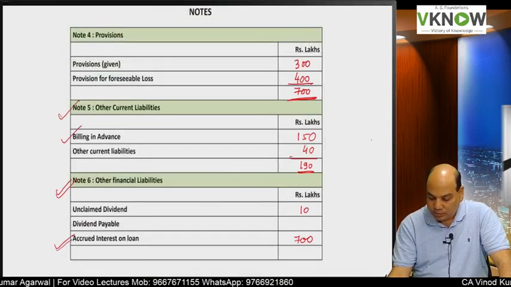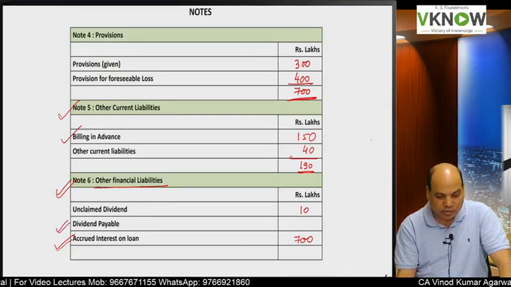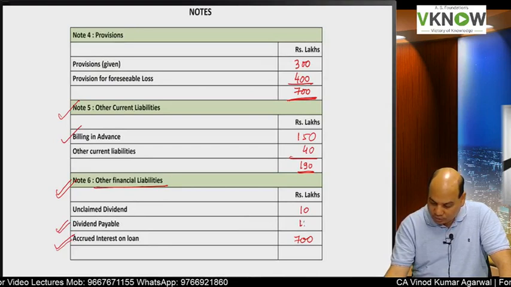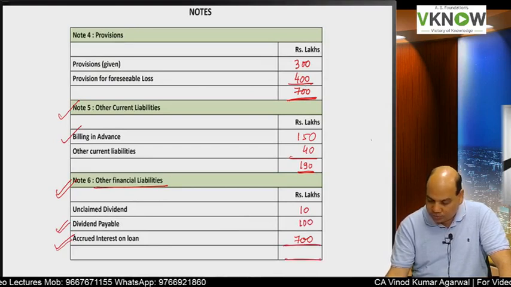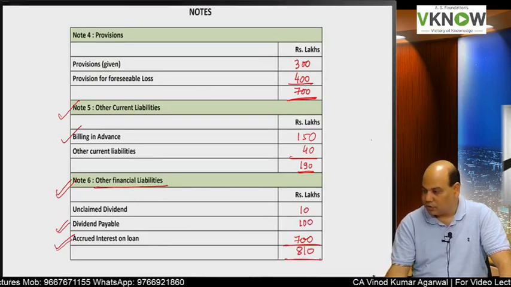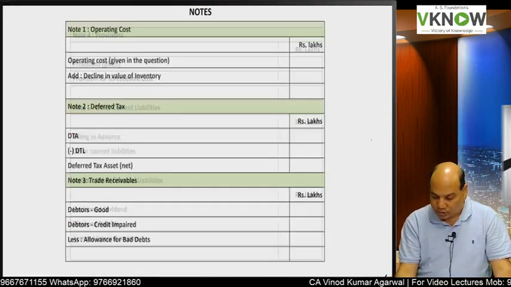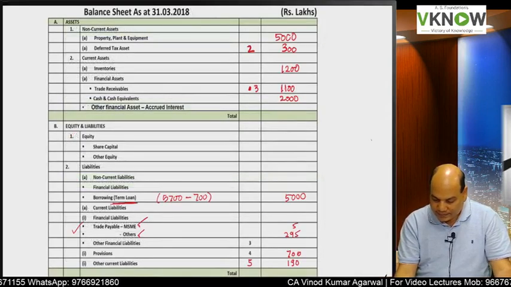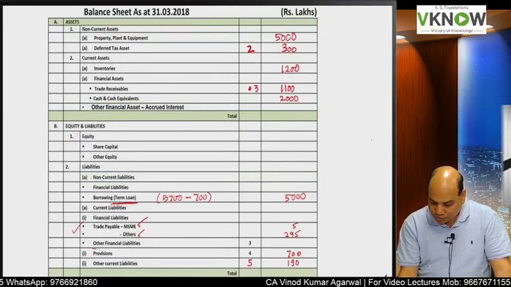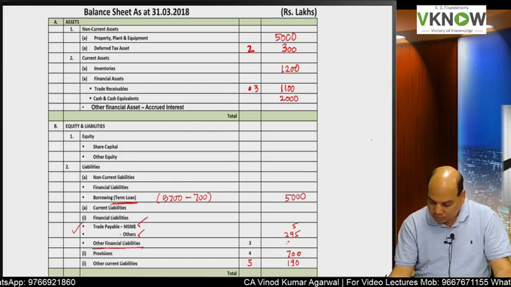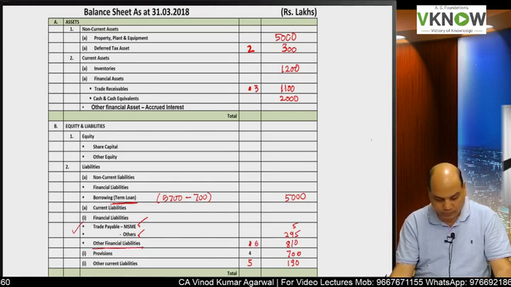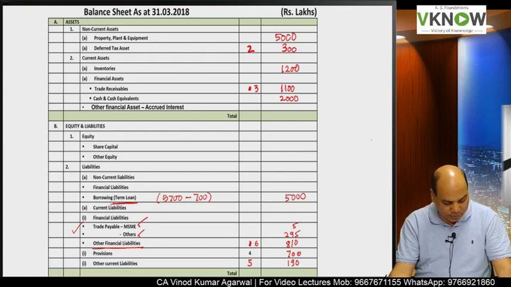Dividend payable will be other financial liability. Second line here, dividend payable 100, total of other financial liability 810. So we'll go to the balance sheet liability side. Under that we have here other financial liability 810. What was the note number? 6. Okay, write 6.